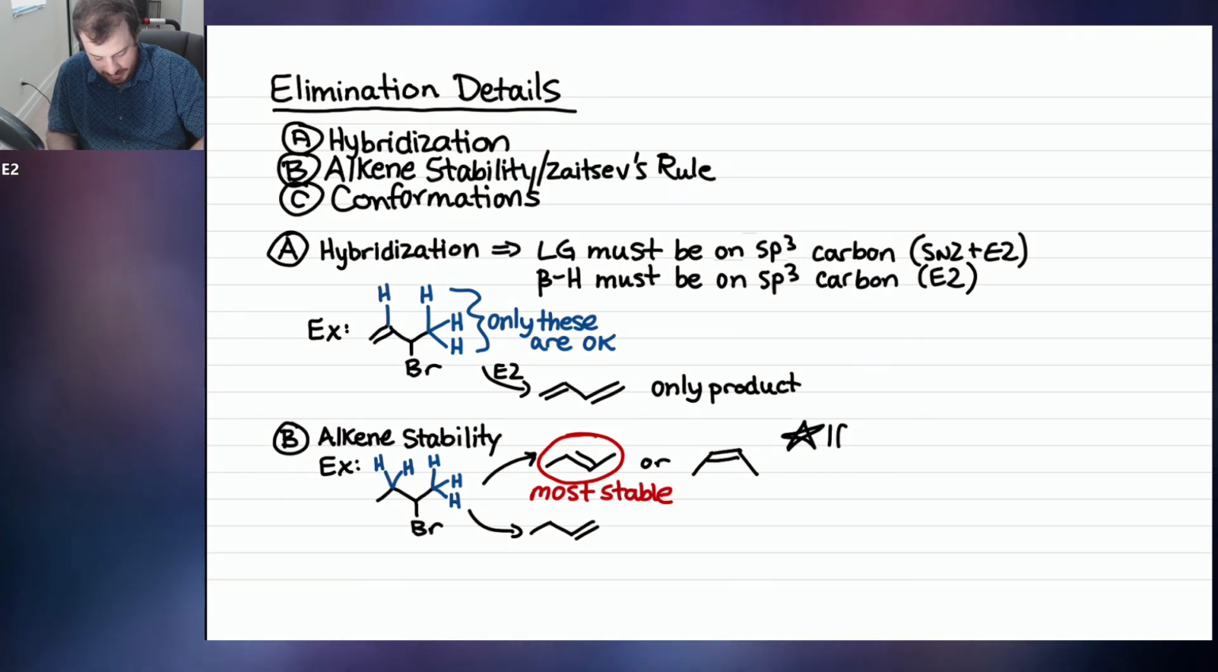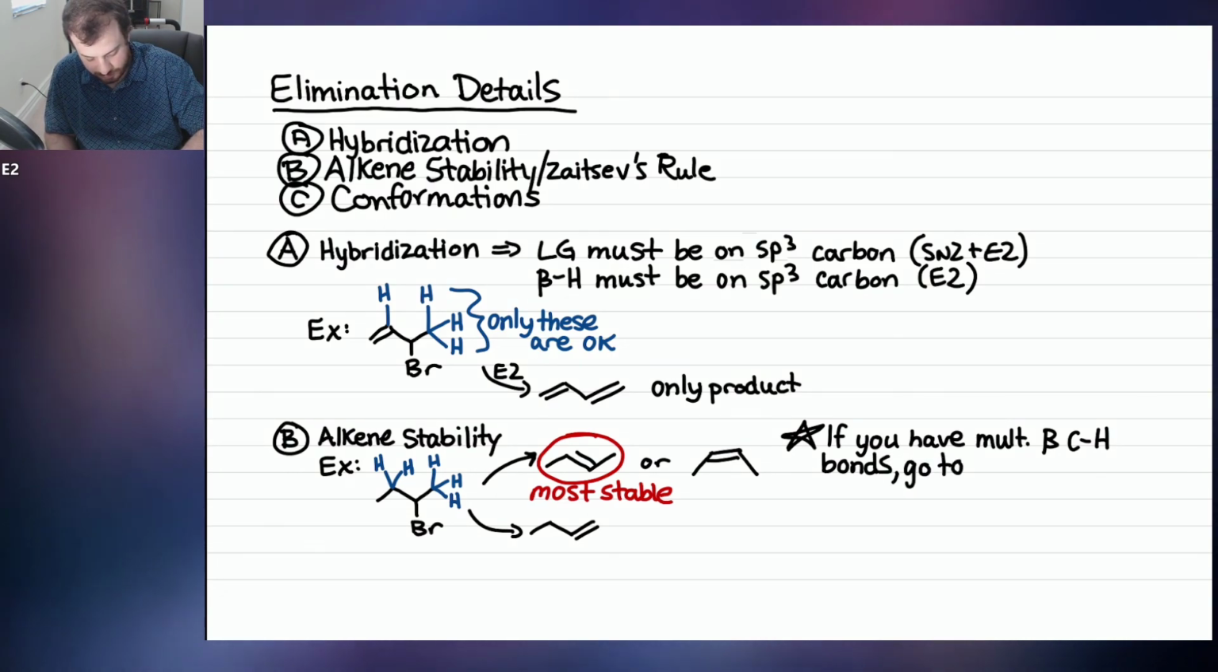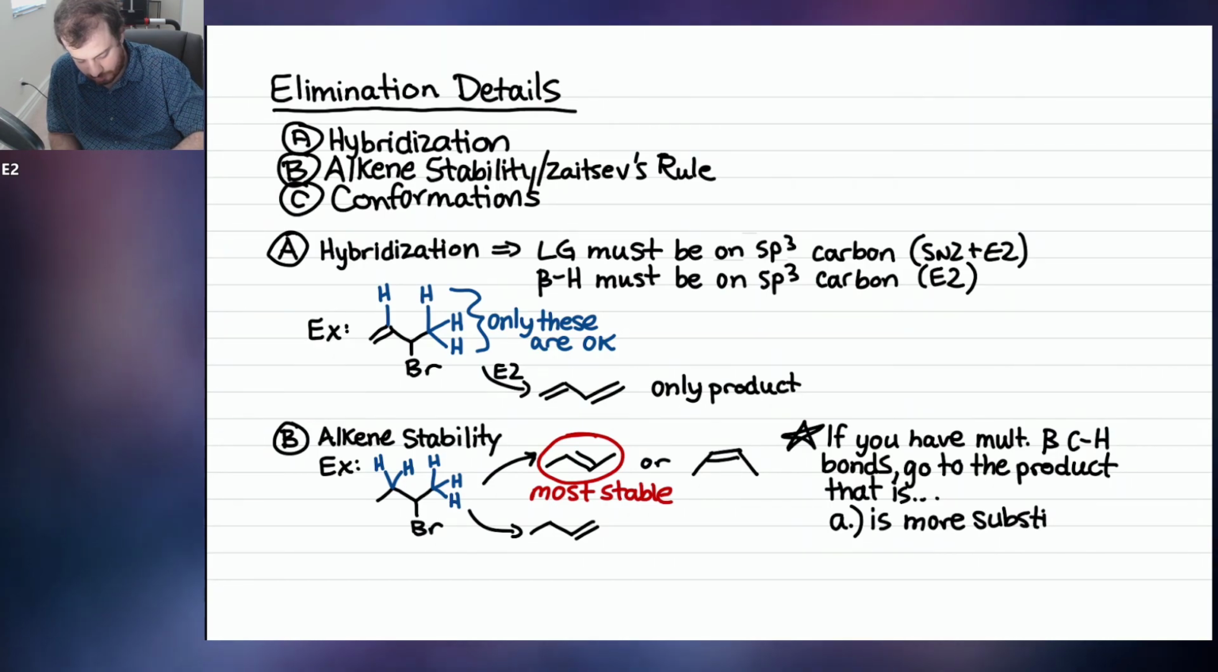So if you have multiple beta CH bonds, go to the product that is most substituted. That means go to the alkene that has more carbons attached and fewer hydrogens attached.